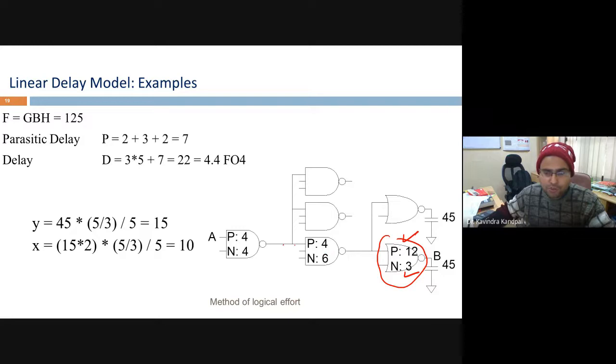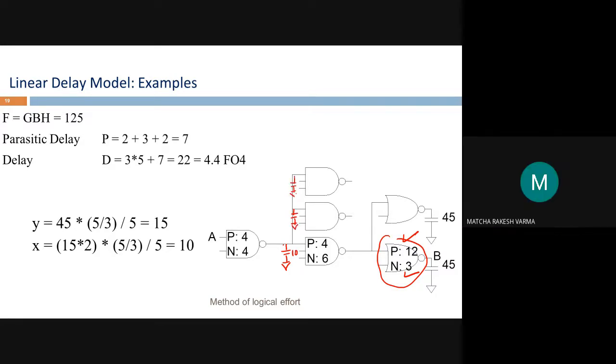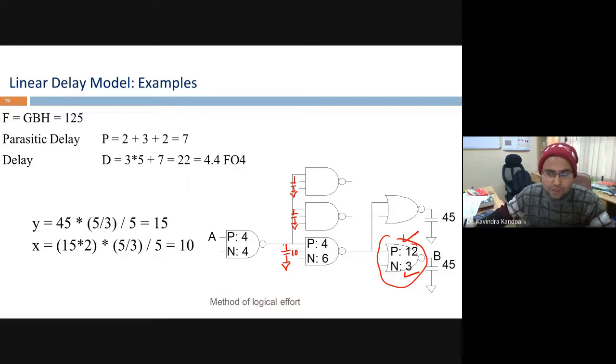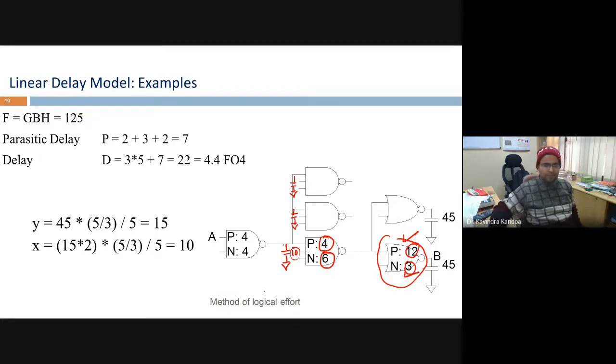Then similarly, you know that this value here was how much? 10. 10 here, 10 here, right or not? So this PMOS is sharing 12 units of capacitance here. It is sharing 3 units of the capacitances. Similarly here, 10 units of capacitance means 4 will be because of the PMOS and 6 will be because of the NMOS. You're getting my point, all of you? Is there any doubt?